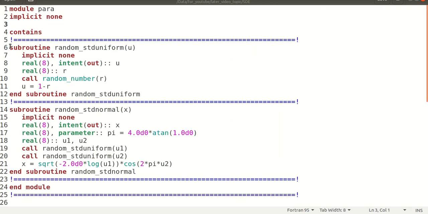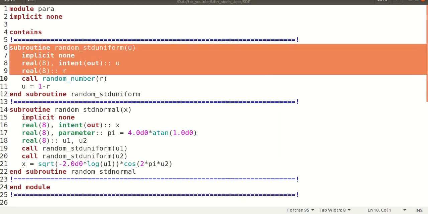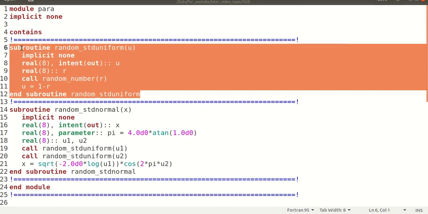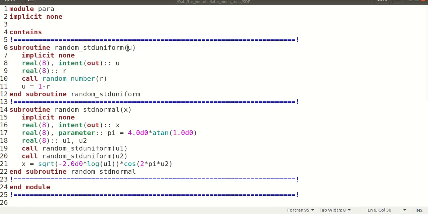Here I have two subroutines. The first one is the uniform random number generator. Here I am generating a uniform random number. You can see I am defining this standard uniform, calling random number, and then passing it to the output variable.